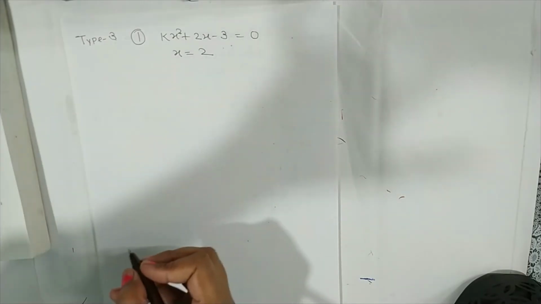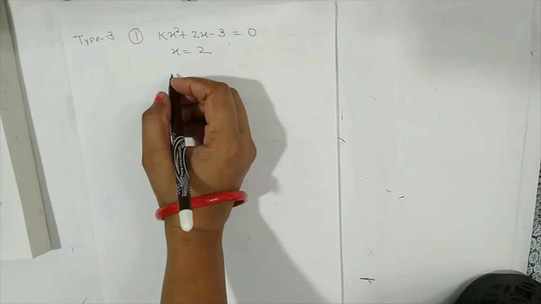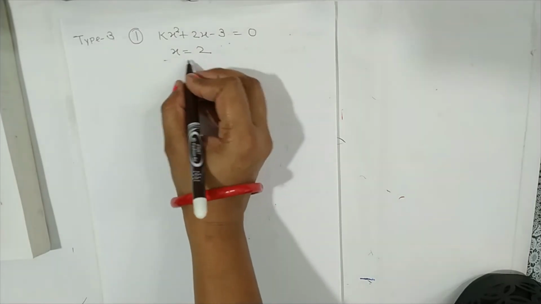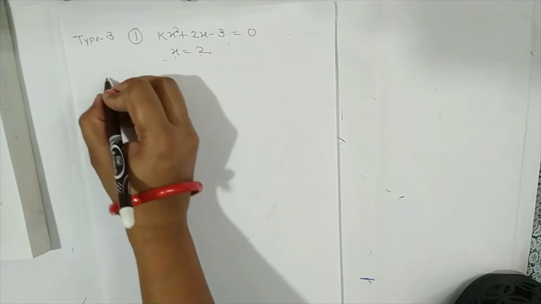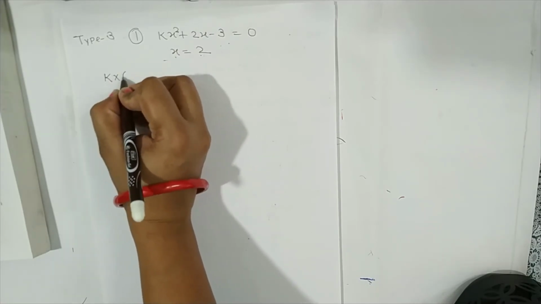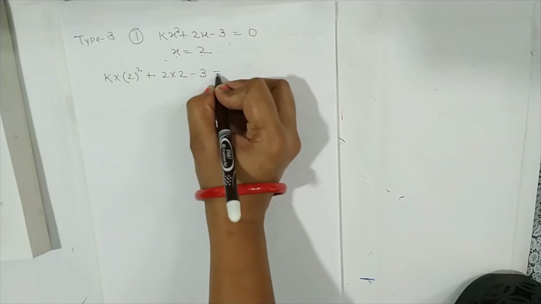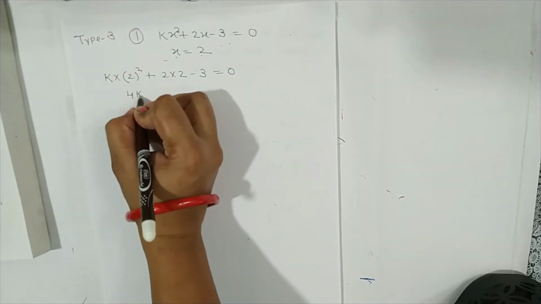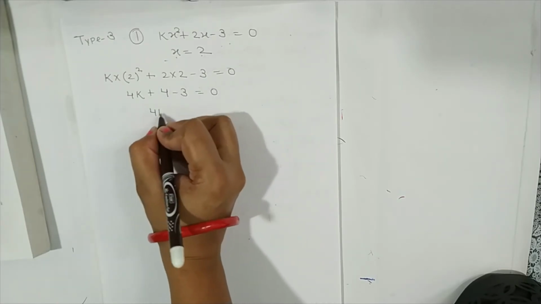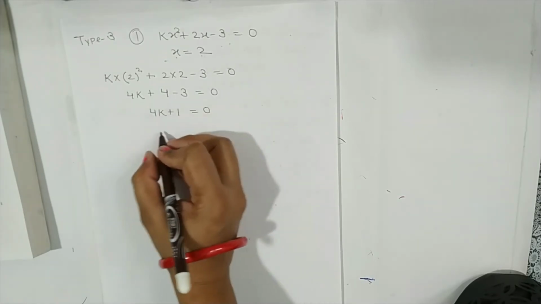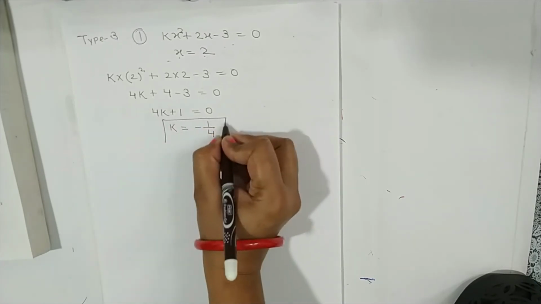So we just put x is equal to 2, then find out the value of k. So it will be k into 2 square plus 2 into 2 minus 3 is equal to 0. So it will be 4k plus 4 minus 3 is equal to 0. So 4k plus 1 is equal to 0, that is k is equal to minus 1 upon 4.